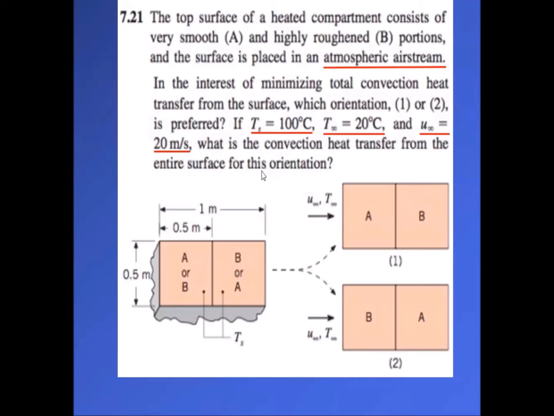So we can see down below, again, where A is very smooth and B is highly roughened, you have the two surfaces here. You can see all of our variables are given to us as well. Here's our T sub s for our surface temperatures. Here's all of our dimensions as well. So we have all the information given to us either in the problem statement or in the schematic down below.